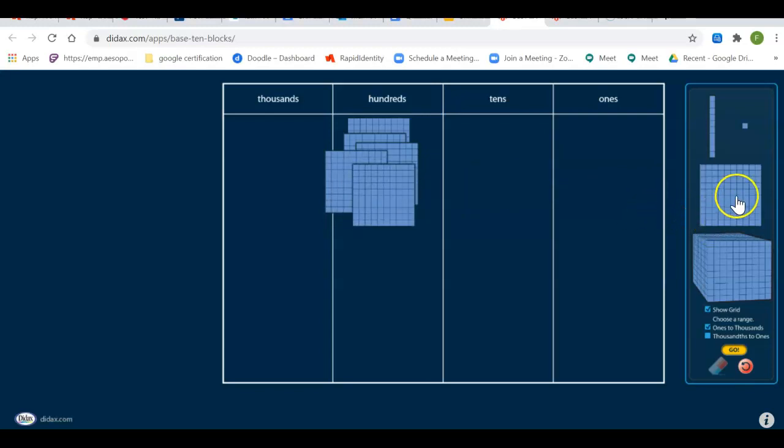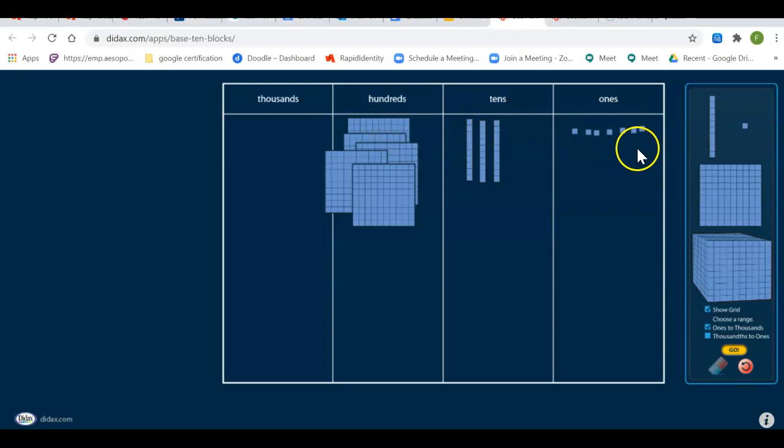Now we need 3 tens to represent the 3 in 537. 1, 2, 3. So 3 tens. And now we need 7 ones. 1, 2, 3, 4, 5, 6, and 7. So that's the first number. We just built the first number. 537 is what we built here.